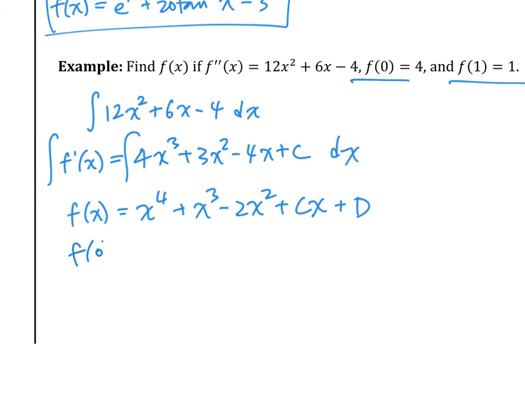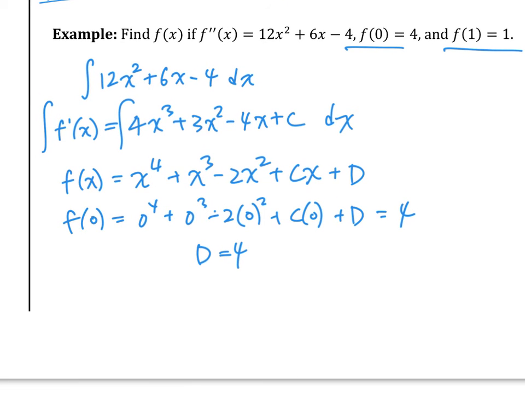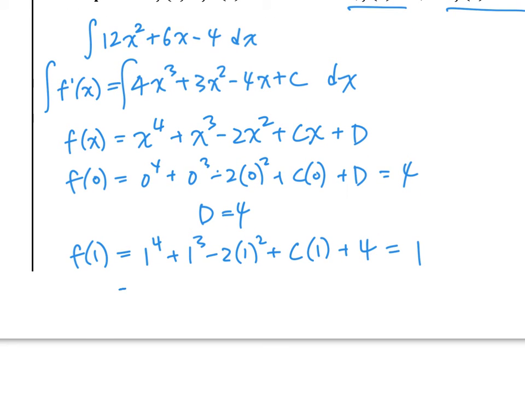So when I put in 0 for x, I get 0 to the fourth plus 0 cubed minus 2 times 0 squared plus c times 0 plus d equals 4. This is very simple. You can see that d is 4. Now that you know d is 4, you're going to use the second condition, which is f of 1 is 1. So f of 1 is 1 to the fourth plus 1 to the third minus 2 times 1 squared plus c, which we don't know, times 1, plus d, which is 4, and the whole thing must equal 1.